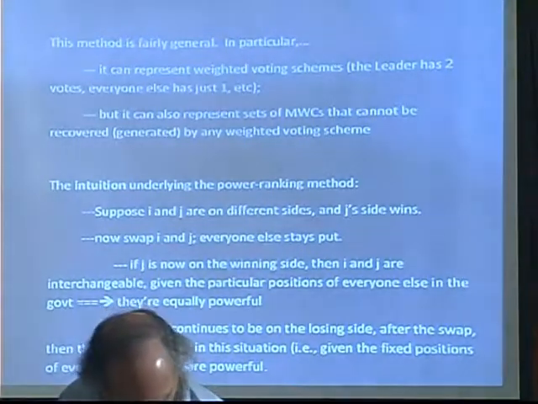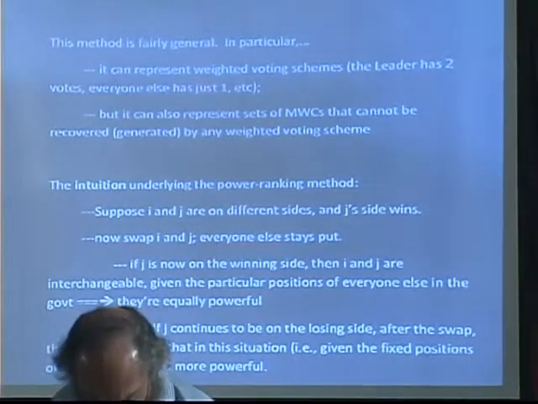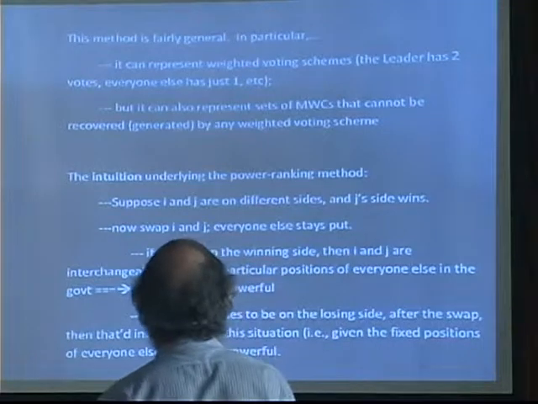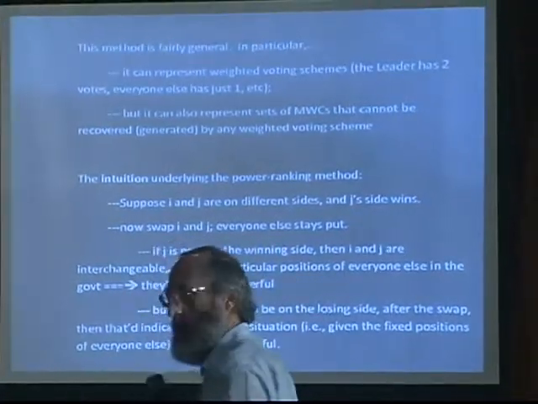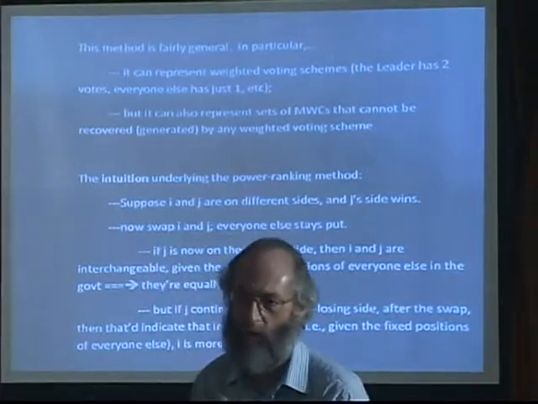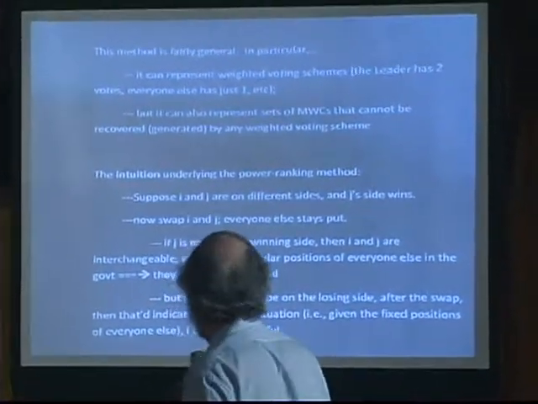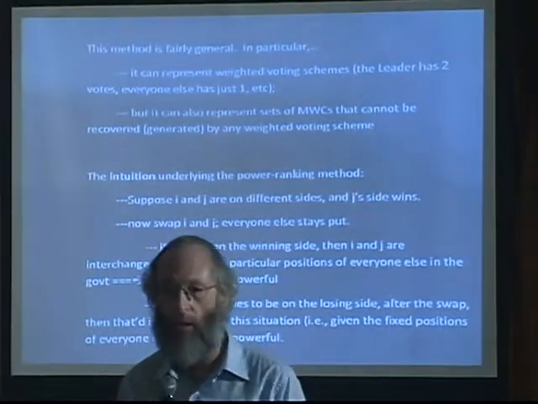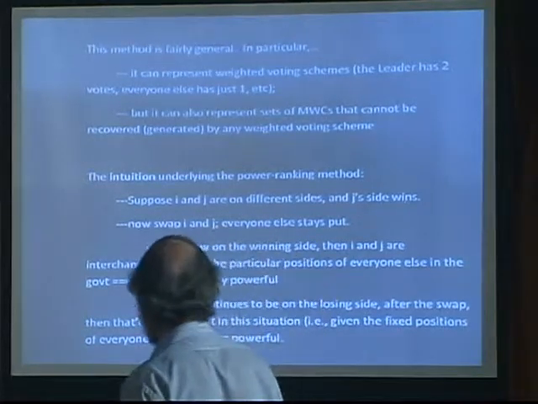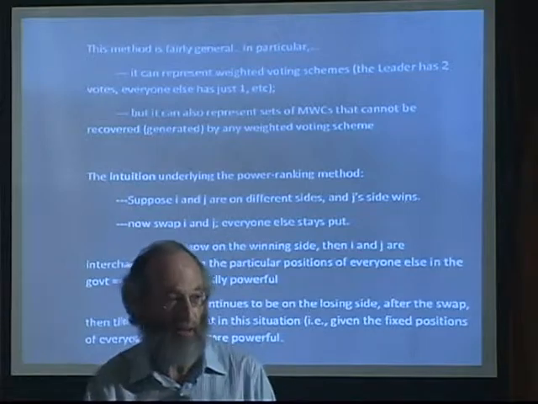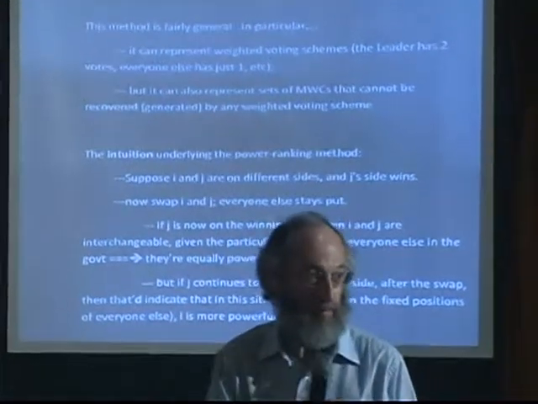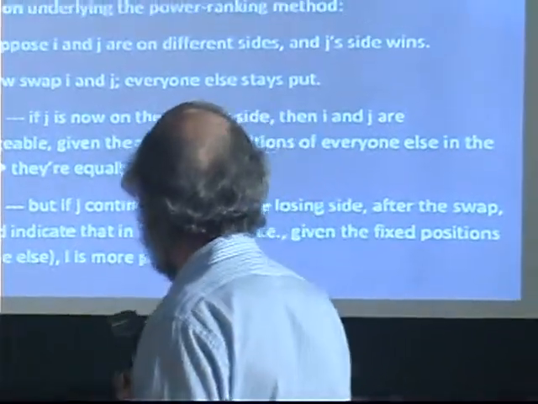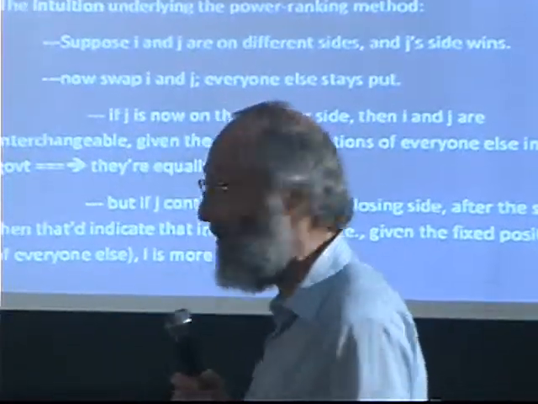Okay. So what we'll want to do is define a rank ordering of power in terms of winning coalitions. And the method that we use in the paper is fairly general. In particular, it can represent weighted voting schemes, where, say, the leader has 2 votes and everybody else has 1 vote. But it can also represent sets of minimum winning coalitions that cannot be generated or recovered by any weighted voting scheme. I was first surprised when I read, actually, Austen-Smith and Banks, that this was true of systems with this kind of simple structure. But after Ken Shepsle explained to me what was going on there and I understood, I thought it was really quite interesting.